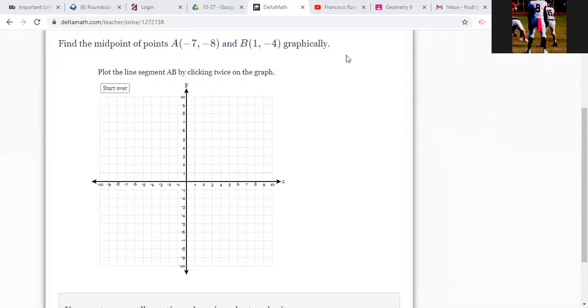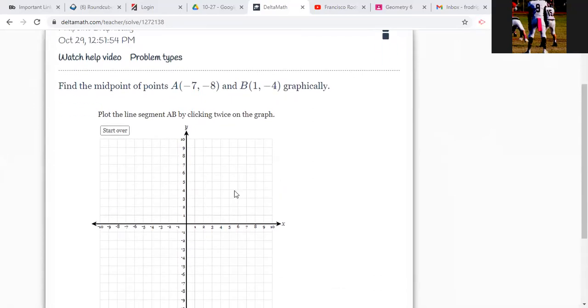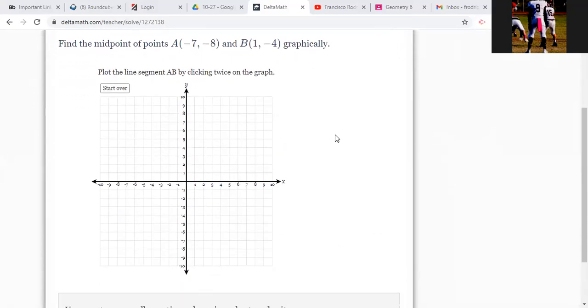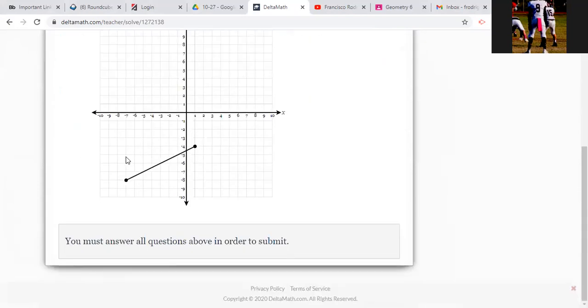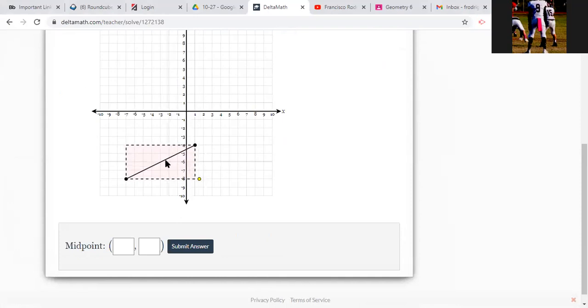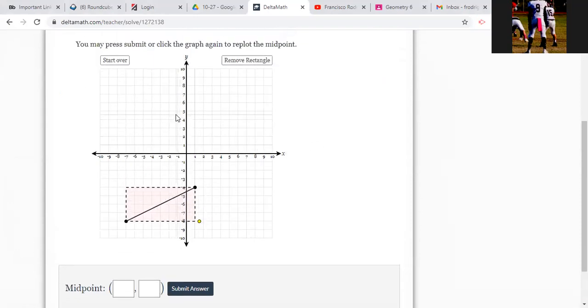Okay. So just to go over how we're doing this, it tells you a point -7 and -8. So let's plot that point at -7 and -8, which should be right there. And the next one is 1 and -4. So let's go to 1 and -4 right there. Now what it tells you is that we want to create a triangle. So you just click and drag it, and then you're going to create a triangle.